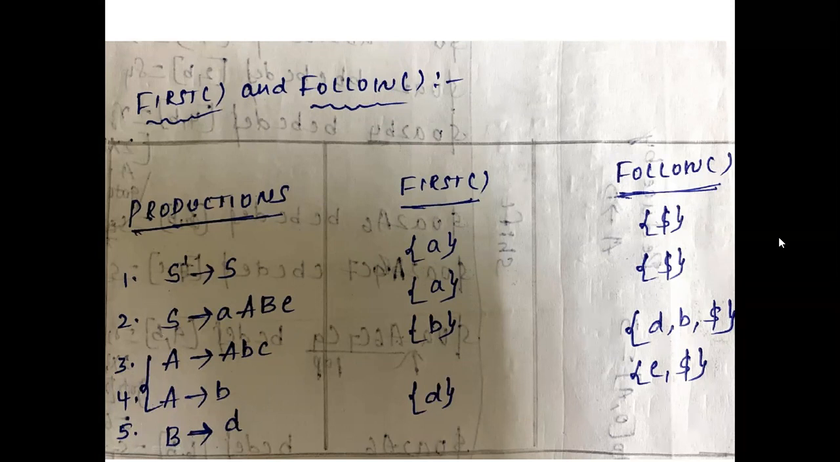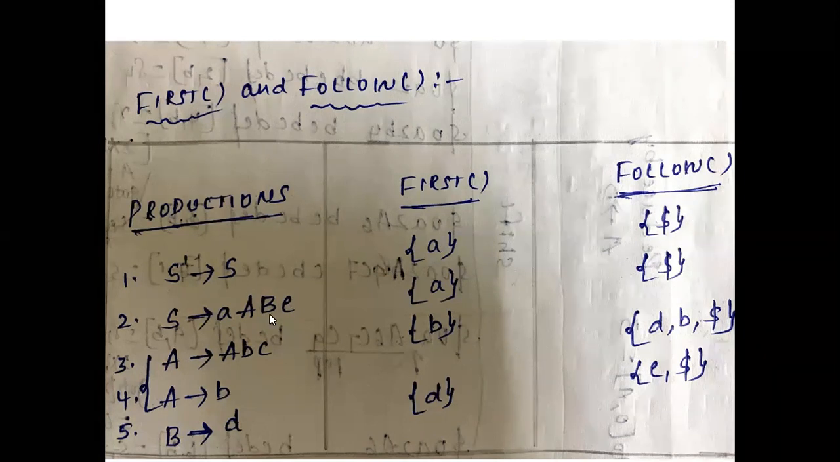Now let us construct the follow function for the productions: S dash tends to S, S tends to A, A tends to A B C or B, B tends to D. What is follow of S dash? On the right hand side of the productions, we do not have any rule with S dash. S dash is the starting symbol of the modified grammar, so we follow rule number 1 and place the dollar in the starting symbol. So follow of S dash is dollar.